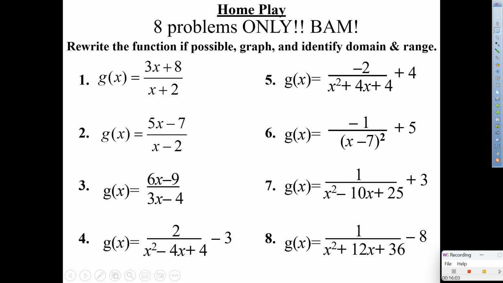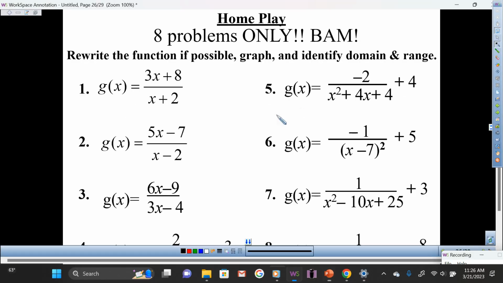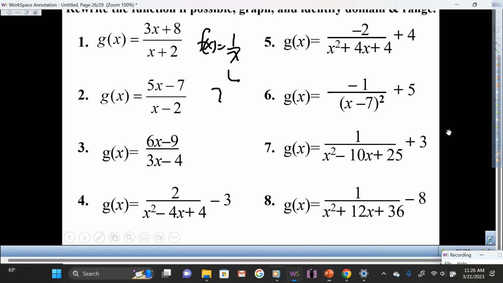All right. Jaden. 1, 2, and 3 is f of x equals 1 over x. That means it's going to look like this and like this. We're just going to move it around. And the rest should be x squared. Is that correct, guys? All right, I think we got it.